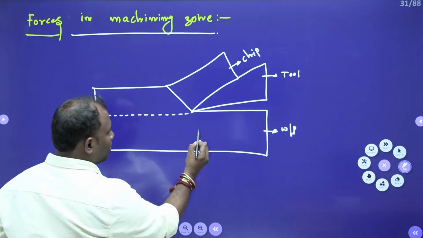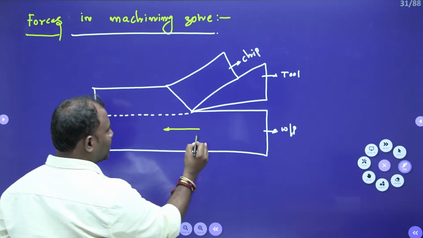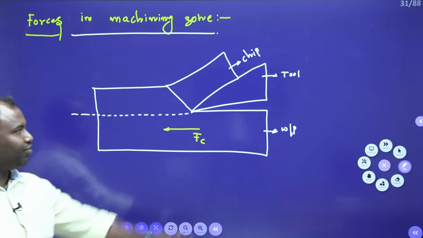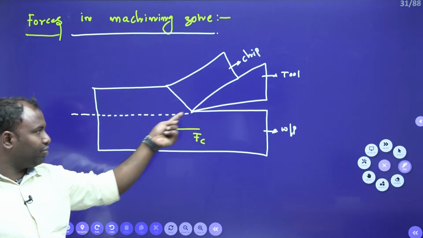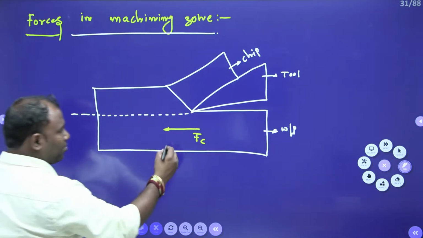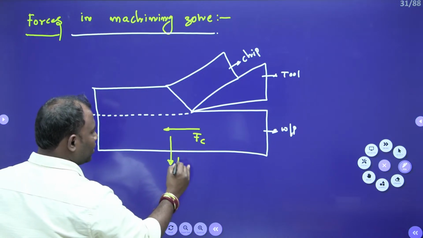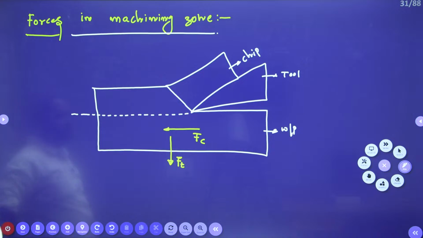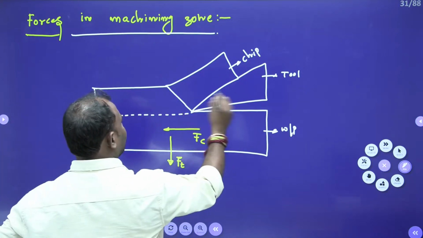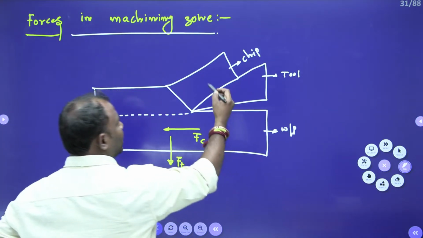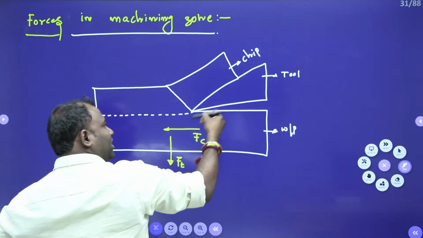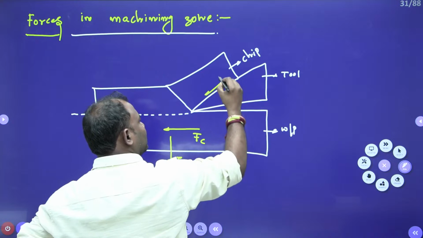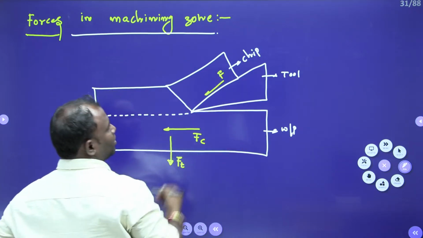Here, the tool force, that means cutting force, is acting in this direction. Fc is the cutting force. So, from the tool, the cutting force acts in this direction. Exactly perpendicular to this, the thrust force, Ft, is going to act. Now, here there is going to be a friction force. When the chip is moving in this direction and the tool is moving in this direction, friction is going to act downward like this, the friction force.